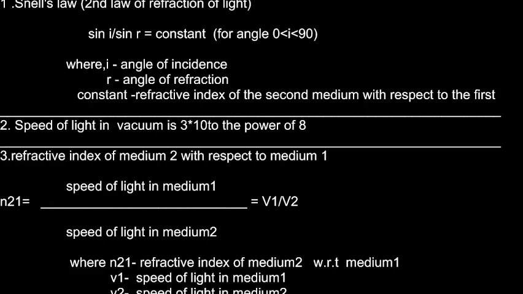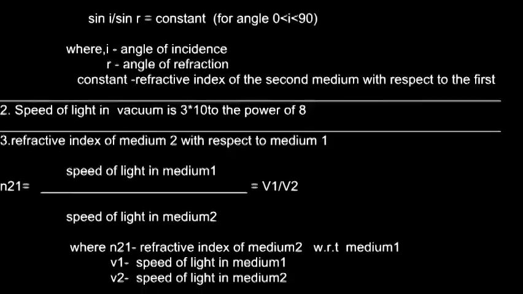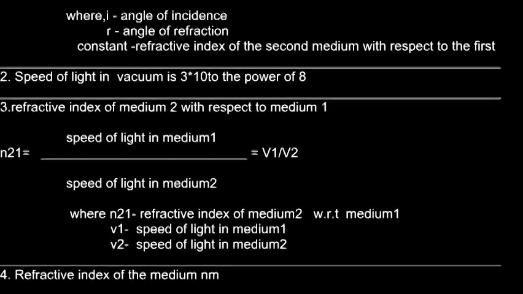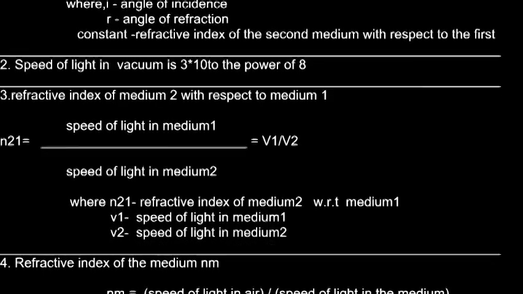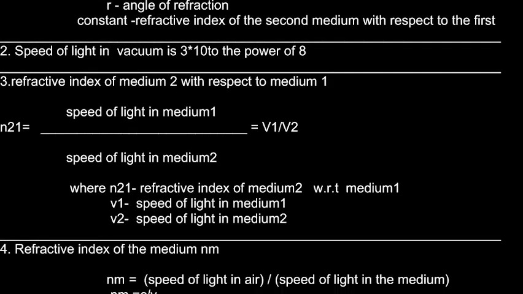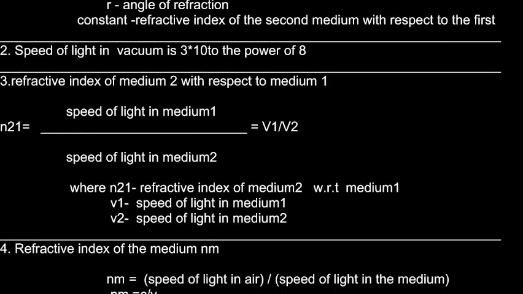Refractive index of medium 2 with respect to medium 1. Why refractive index? When light passes from one medium to another medium, we are going to get the refractive index of that one. Just now, what I explained, the first one, N21 here. N21 means the refractive index of medium 2 with respect to medium 1.